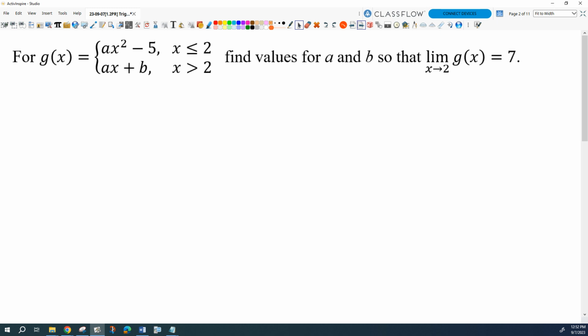Where do those come from? Well, the fact that the limit exists and it equals 7 implies that the one-sided limits must exist and agree. They must also equal 7. So we could say then that the limit of g of x as x approaches 2 from the left would be the limit of the purple part, right? The limit of a x squared minus 5 has to exist and equal 7, okay? Well, if I evaluate that directly, what do I get?